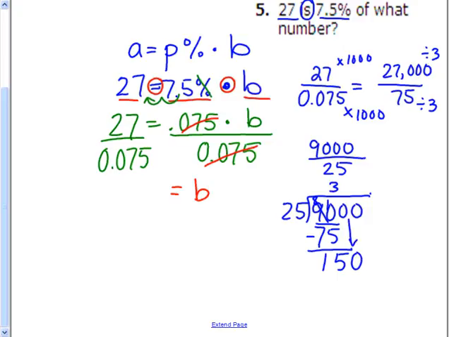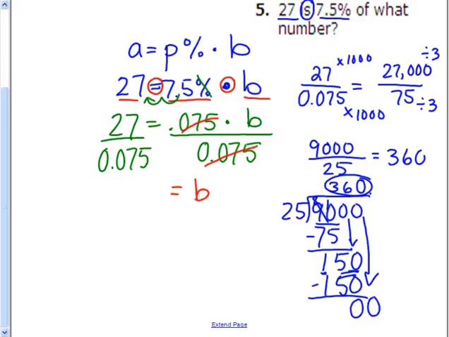25 is going to go into 150. Let's see, 4 times into here, twice in there, that's 6. 6 times 25 is 150. 6 quarters is $1.50. You know what? I just got a remainder of 0, but I need to fill this in with another 0. It looks like it's 360. That was not very hard, even without the calculator. So I got 360 is equal to B.